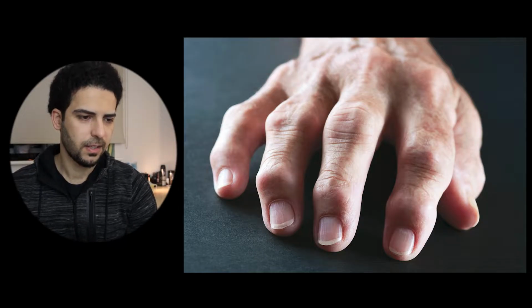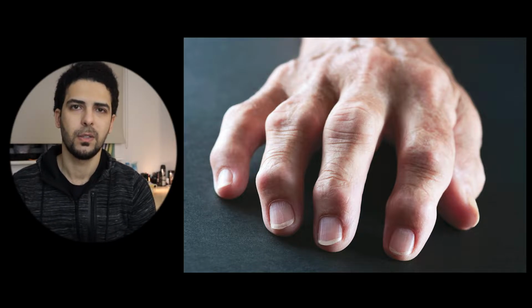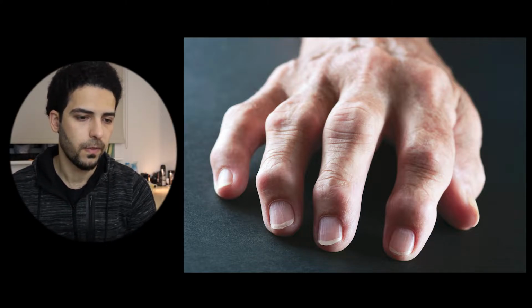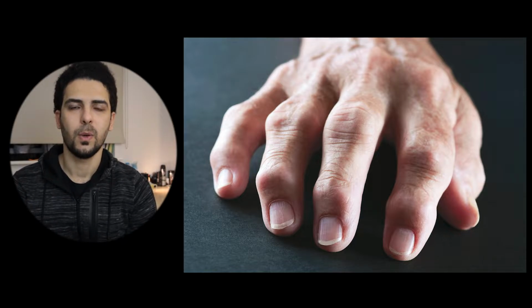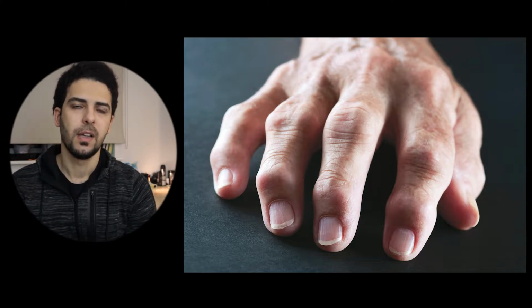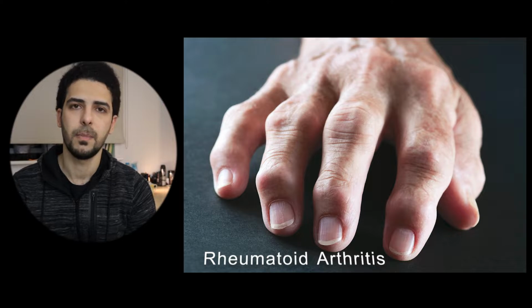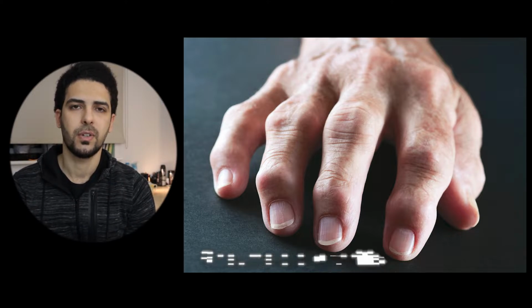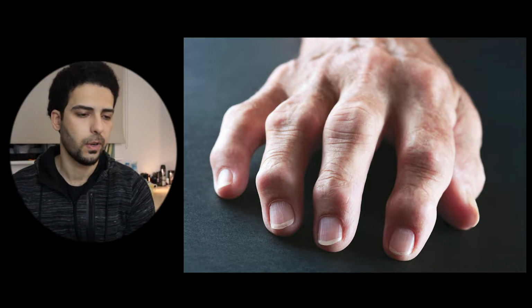So as you see, this is an image showing an abnormally shaped hand. If you compare this hand to your hand, you'll notice that this image contains nodules at the small joints of the hand. The patients tend to have swelling, severe pain, and also stiffness early in the morning that tends to wane off during the day. So this condition is called rheumatoid arthritis, which is severe inflammation of the joints and destruction of the joint capsule and the cartilage of the joints.